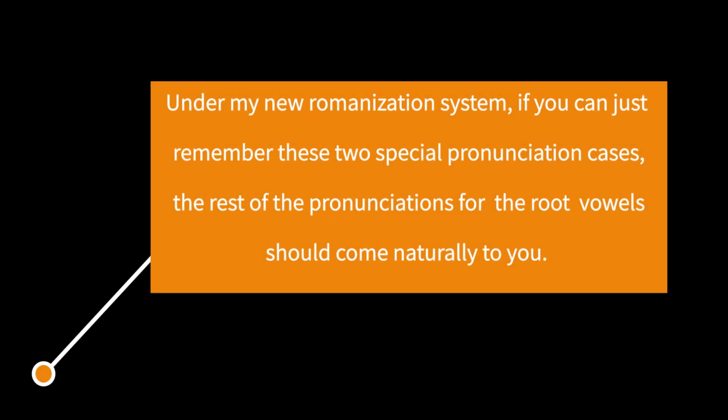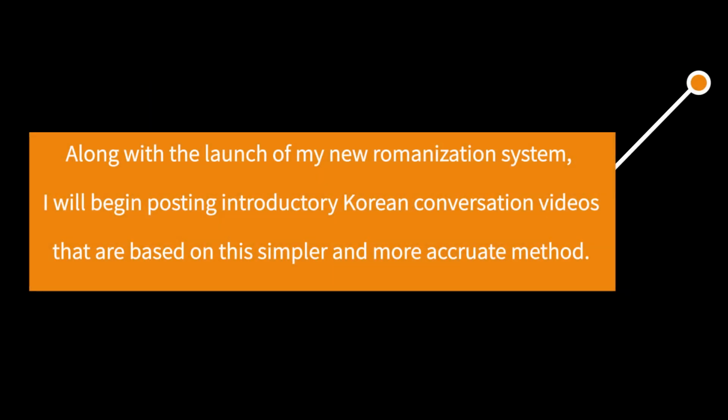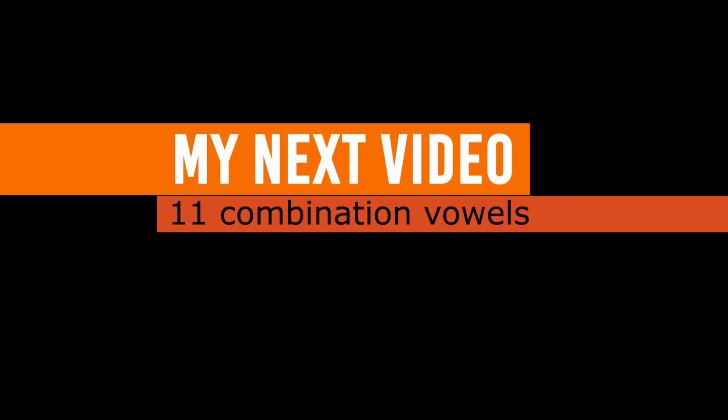As shown above, under my new romanization system, if you can just remember these 2 special pronunciation cases, the rest of the pronunciations for the root vowels should come naturally to you, without having to memorize a complicated system for them. Along with the launch of my new romanization system, I will begin posting introductory Korean conversation videos that are based on this simpler and more accurate method. In my next video, I will go through the romanizations of the 11 combination vowels to illustrate how similarly messed up the official Korean romanization system is and how that can be fixed.